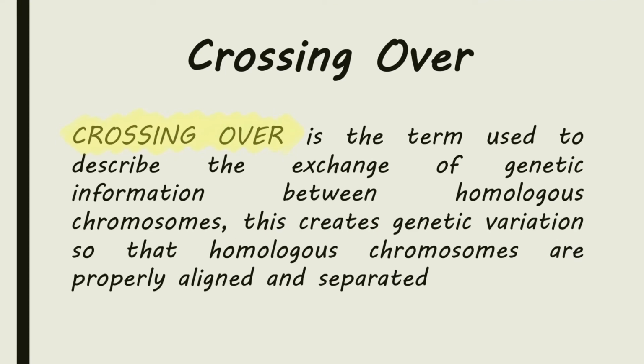Before continuing to metaphase 1, it is important to understand another key term, crossing over. Crossing over can be defined as homologous chromosomes that exchange genetic information, and this takes place in prophase 1. This is essential because crossing over generates genetic variation, and this is necessary for the proper alignment and separation of homologous chromosomes.